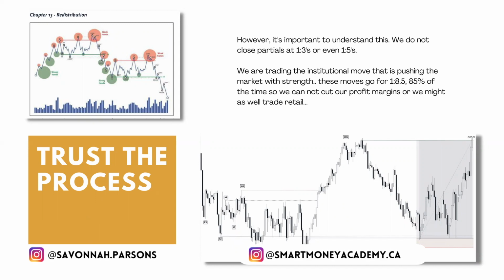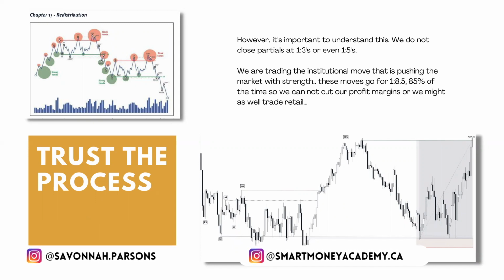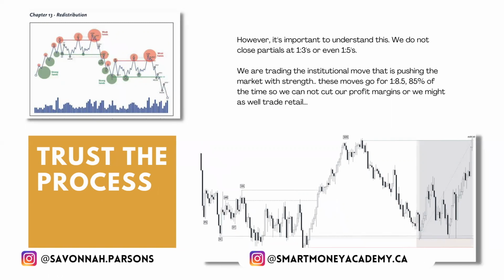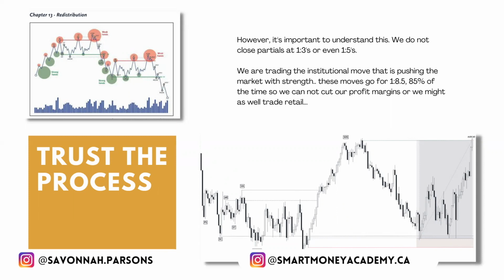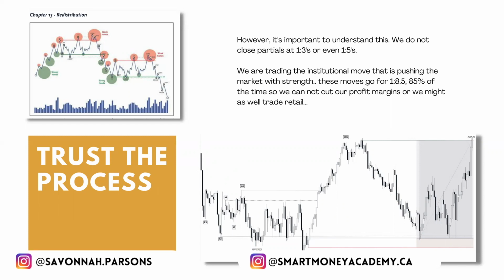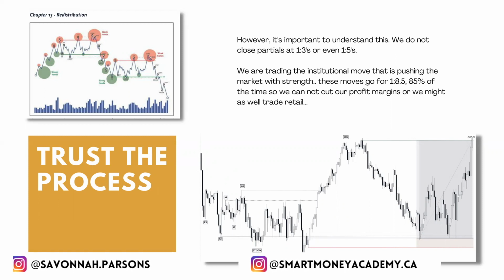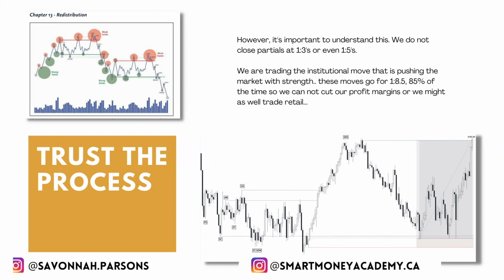Here I'm letting you guys know it's a 1 to 8.5, which is 80% of the time. 80% of the time, that's what it's going to do. 80% of the time, your trade's going to go at least to 8.5. If you're going to close partials at 1 to 3, 1 to 5, then you might as well trade retail. I remember being scared to watch my trade grow. And if you're collecting at a 1 to 3, you might as well trade retail.